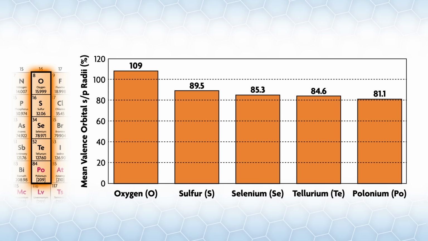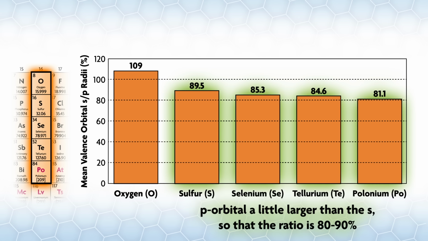Better yet, let's look at the sp orbital ratio. Based on our previous discussion, the lower angular momentum orbital s should be smaller, so the sp ratio should be less than 1. Here's the data from Waber and Cromer's study. Notice for the heavier elements, sulfur through polonium, our expectations are met with the p orbital being a little larger than the s. So the ratio is 80 to 90%.